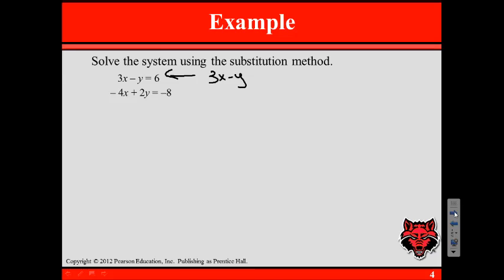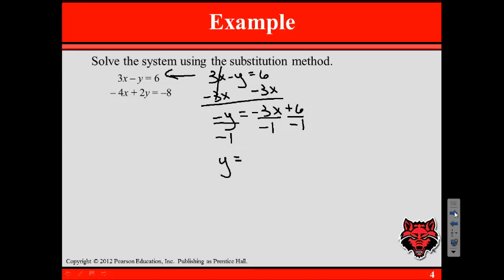To do so, we would have to move the 3x to the other side of the equation. So we subtract 3x from both sides. The opposite 3x's cancel, and we are left with negative y equals negative 3x plus 6. At this point, we would divide both sides by negative 1, meaning we divide every term by negative 1, and that gives us y equals positive 3x minus 6.